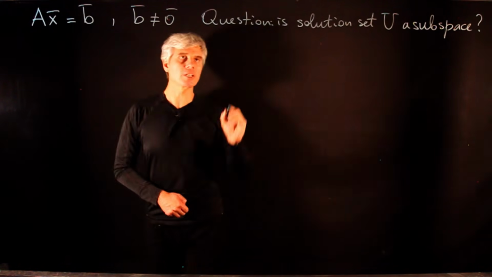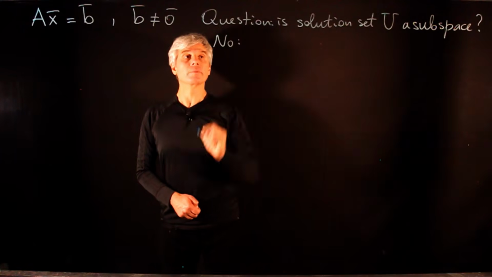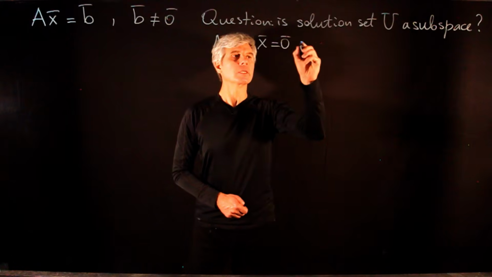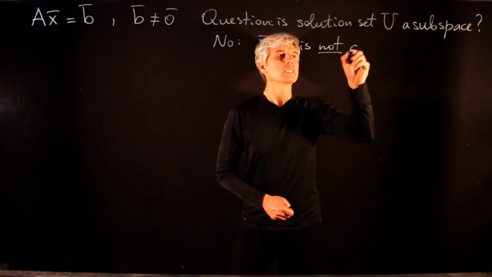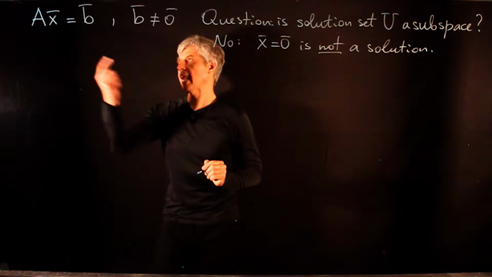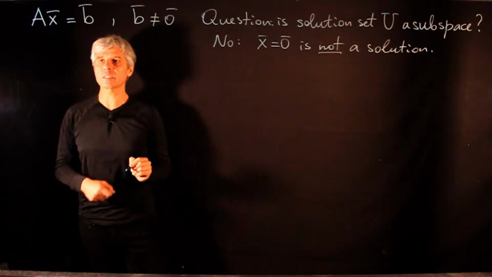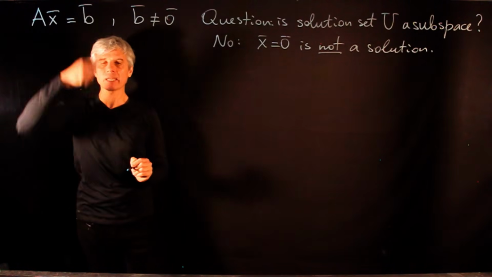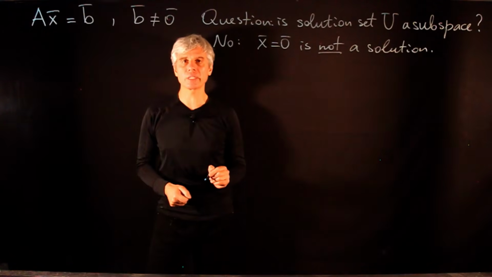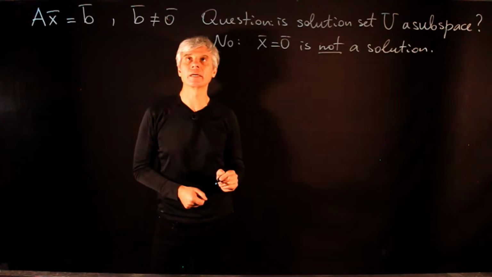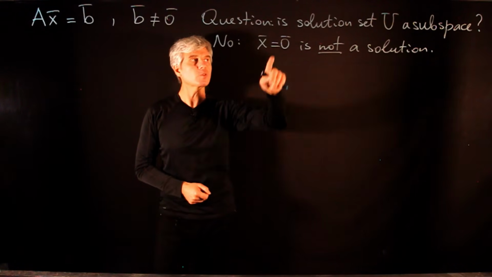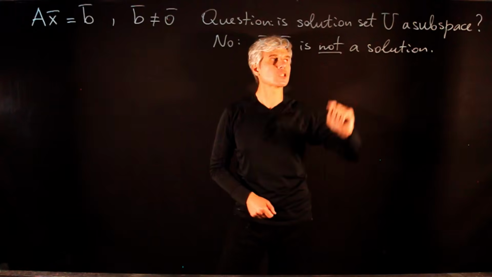And the answer to this question is negative, no, because x equals 0 is not a solution. If we substitute x equals 0 in any system of equations, then the right-hand side will come out as zeros. And since here we have a system of linear equations with the non-zero right-hand side, this means that x equals 0 is not a solution, so the 0 vector will not belong to the solution set.